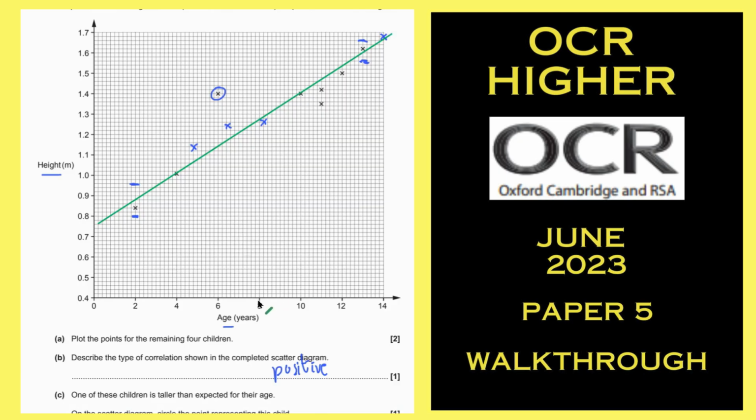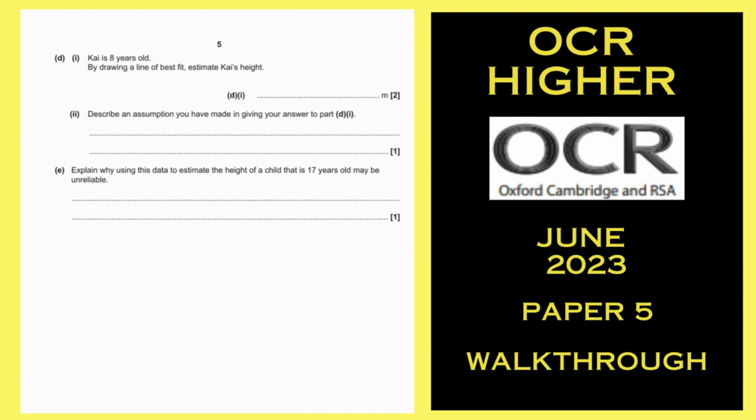Again, grab your ruler. There's Kai at 8. Up you go, and along you go. Again, they allow any sort of follow through from your line of best fit. On my other one, I think I came out with a height of about 1.25. As you can see for this one, it's closer to 1.3, so I'm going to put mine down here for 1.28. As I say, it will vary from your line of best fit, so just make sure it follows through and all them marks are yours.